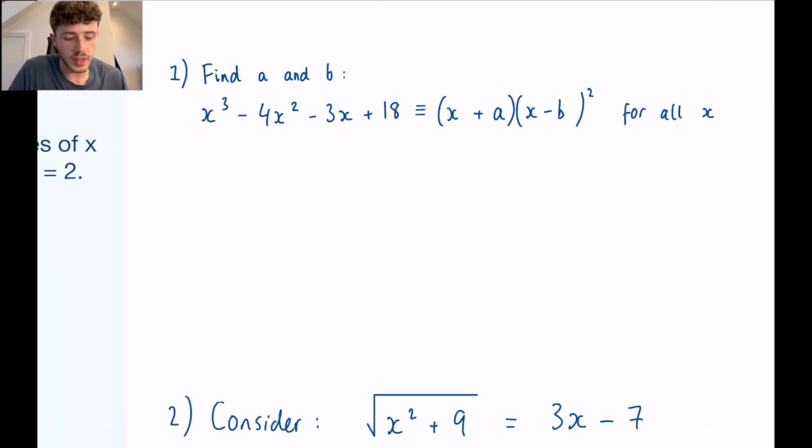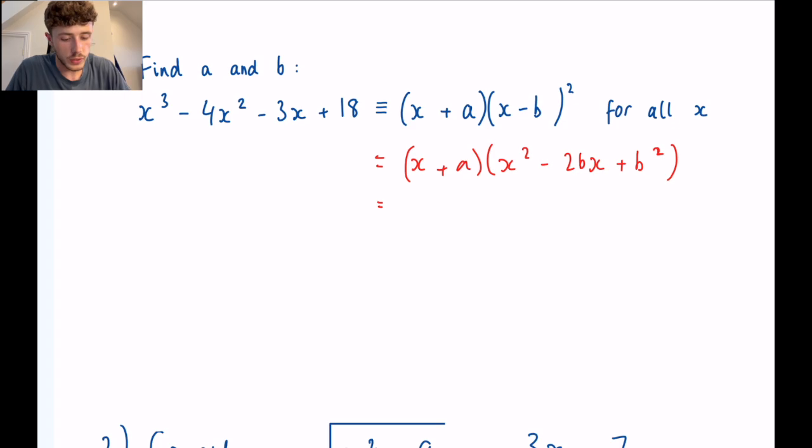Find A and B in this situation. You might recognise this from some of your GCSE studies. It is an example of comparing coefficients. So if we go ahead and expand that double bracket, just by using the claw method, we can first of all expand out the double bracket, which you can do in 2 steps if you want to, but with enough practice, we can do that in one go: x squared minus 2bx plus b squared.